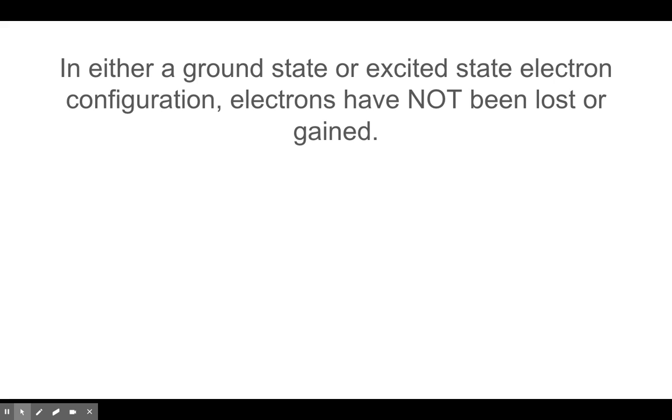Okay, so we're going to take a look at ground state versus excited state. In either a ground state or excited state electron configuration, electrons have not been lost or gained. They're simply either in the lowest level possible or one electron has jumped up to a higher level and gotten excited.